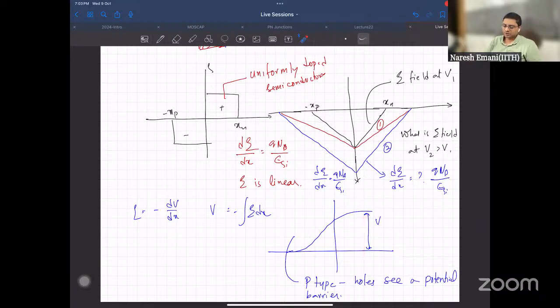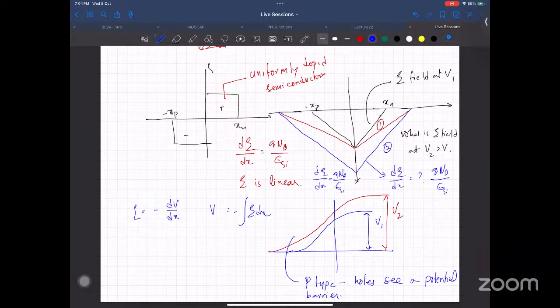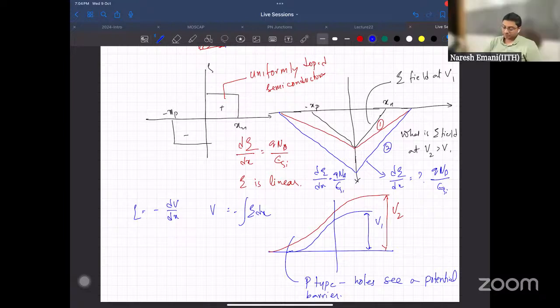Now, if I increase the reverse bias, how does the barrier look? If I increase the reverse bias, I'll have a slightly larger barrier like this. The potential barrier increases. This is, let's say, my V2, and this is my V1. So as you increase the reverse bias, the potential barrier increases, and you cannot have flow of current. All right? Agreed?